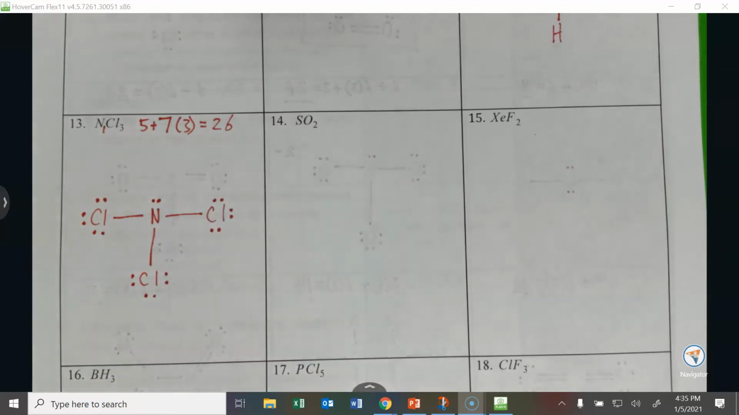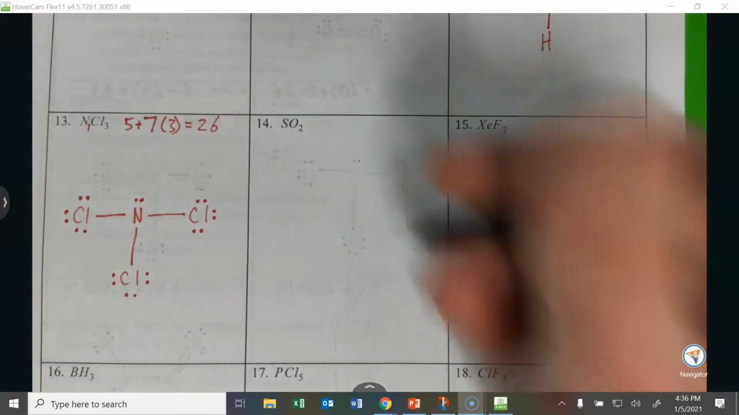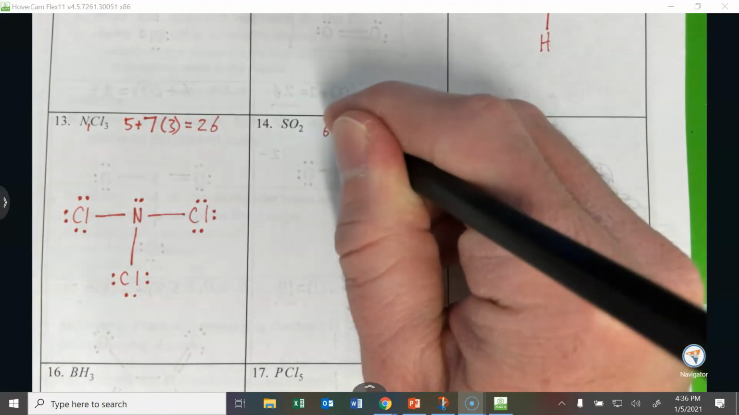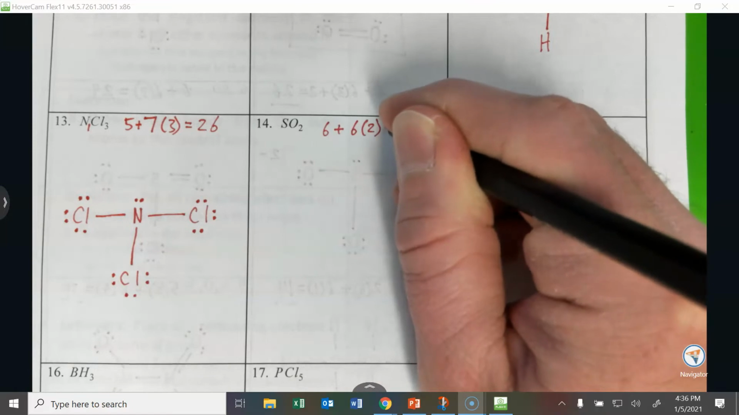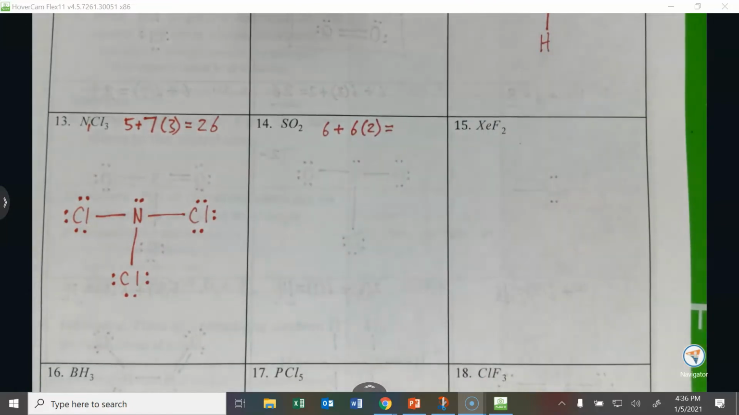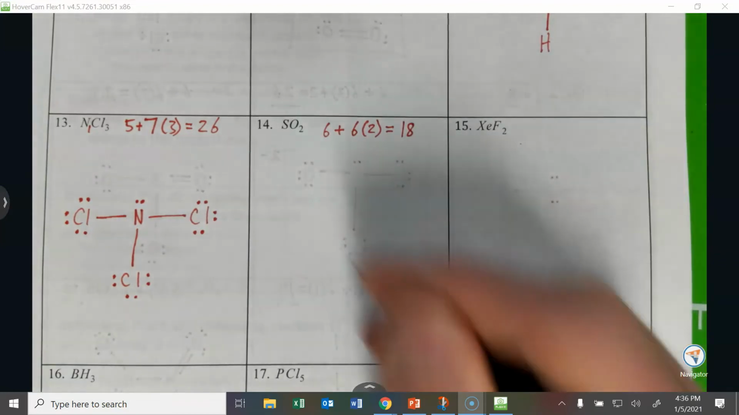Yes, everyone's happy. Let's go on to SO2. Sulfur has 6, oxygen has 6, and we're multiplying by 2. By the way, if you're a little rusty or if you haven't quite picked up on it yet, I'm just looking at the group number, and that tells me how many valence electrons it has. Sulfur and oxygen are both in group 16, which has 6 valence electrons. This is 18 when you do the math.